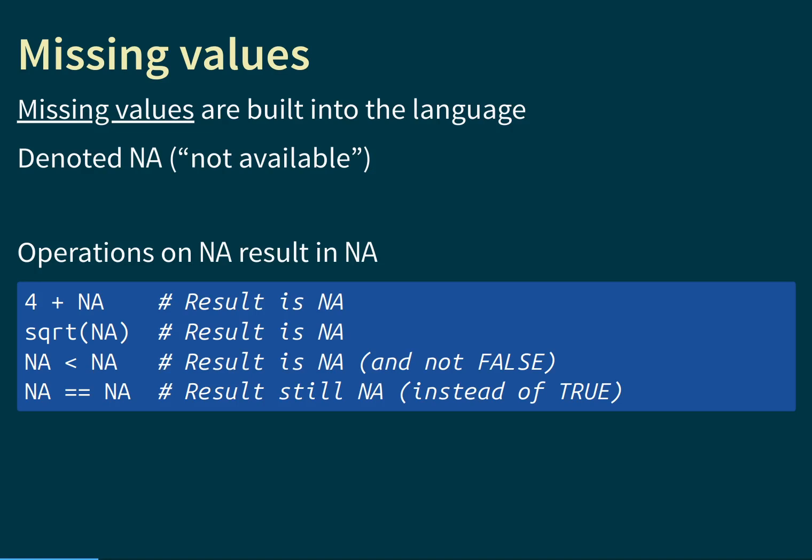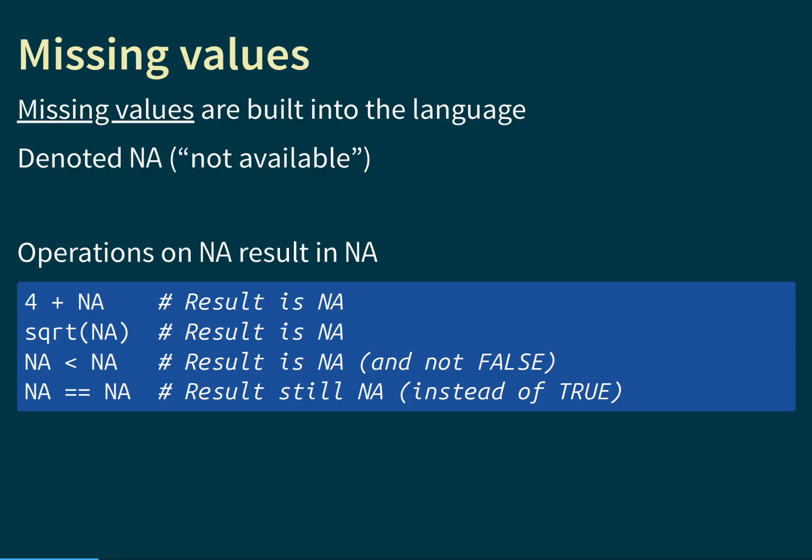Missing values are denoted by NA, spelled with capital N and capital A, and that stands for not available. And this is one of those reserved words or reserved symbols in R that you cannot use for any other purpose. So just remember that. When you see capital N, capital A, that just stands for missing data.